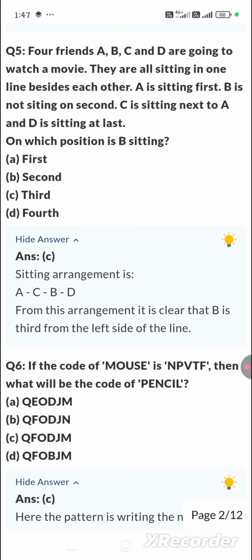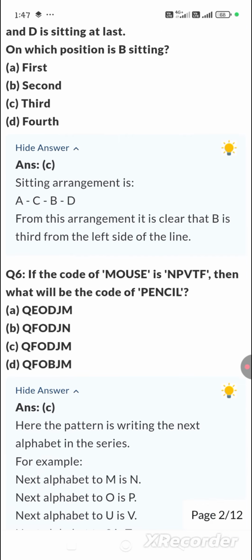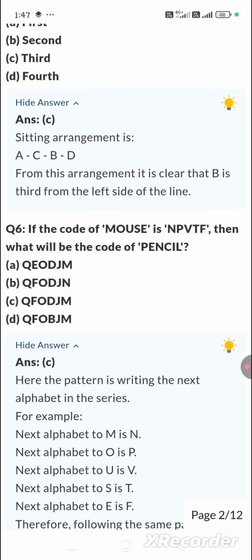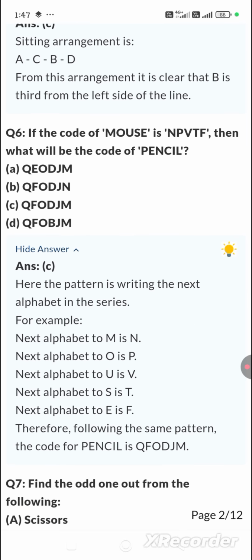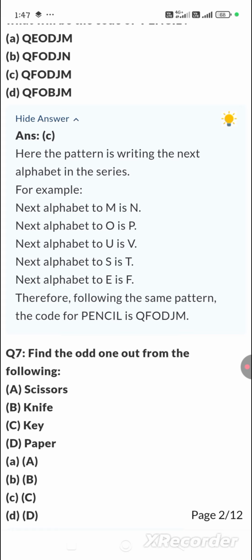If the code of mouse is NPVTF, then what will be the code of pencil? Answer is option C. Here the pattern is writing the next alphabet in the series. For example, next alphabet to M is N, next alphabet to O is P, next alphabet to U is V, next alphabet to S is T, next alphabet to E is F. Therefore, following the same pattern, the code for pencil is Q, F, O, D, J, M. The answer is option C.